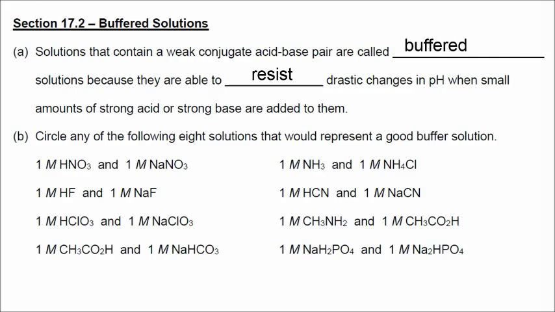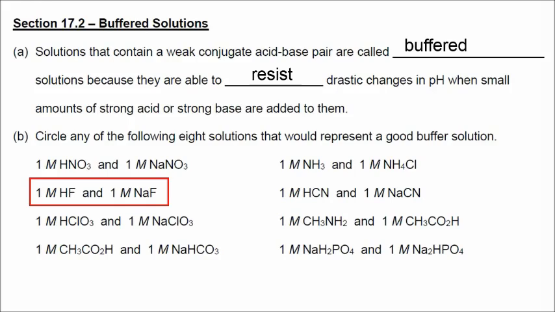So of the following 8 solutions, the ones that would be a good buffer solution involve a weak acid with its conjugate base, or a weak base with its conjugate acid. So the problem with the first choice, HNO3, is that's nitric acid, which is a strong acid. And sodium nitrate is a neutral salt, so not a good buffer. Hydrofluoric acid is weak. The conjugate base of hydrofluoric acid is fluoride, so sodium fluoride is a good source of that ion. That would be a good buffer.